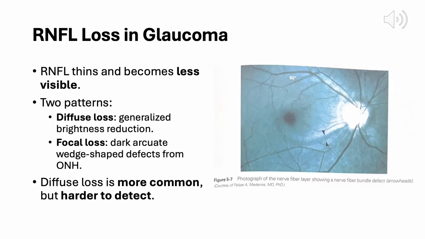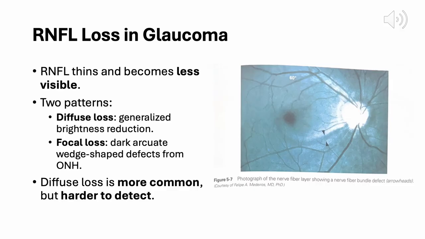In contrast, focal RNFL loss presents as a clearly demarcated, arcuate or wedge-shaped dark zone radiating from the optic disc. These defects are easier to recognize because they stand out more dramatically against the surrounding retina.